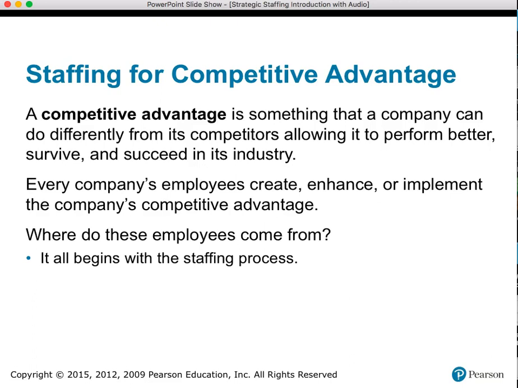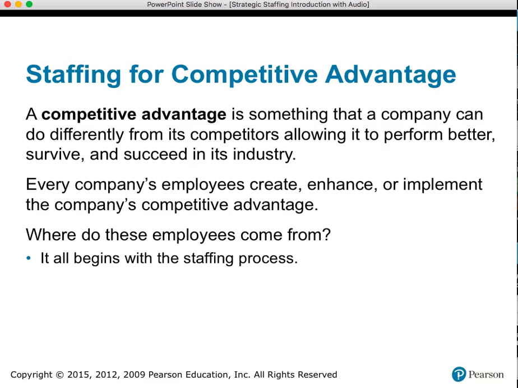Gaining a competitive advantage in the workplace is essential for organizations to succeed. Now, a competitive advantage can come from all sorts of sources. It can come from having products or services that are unique and different from everybody else. It can come from having good customer service that organizations are able to offer that others can't. It can come from having high quality products. It can come from a whole host of things.